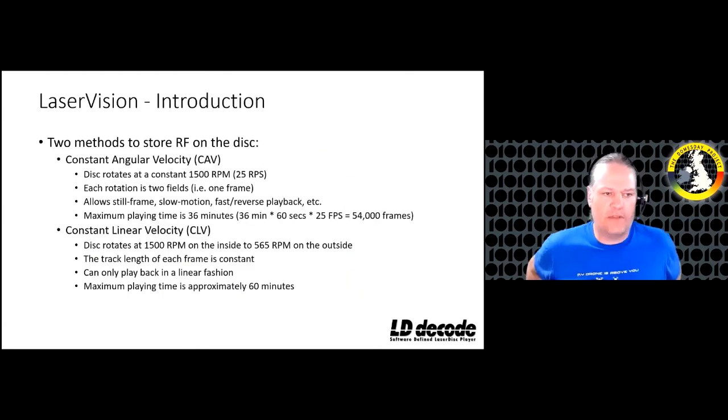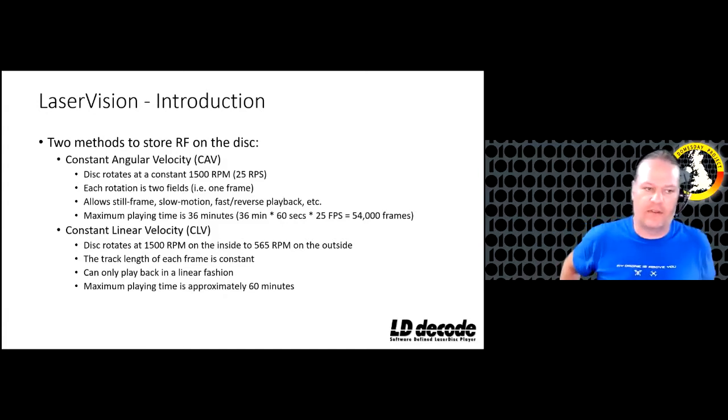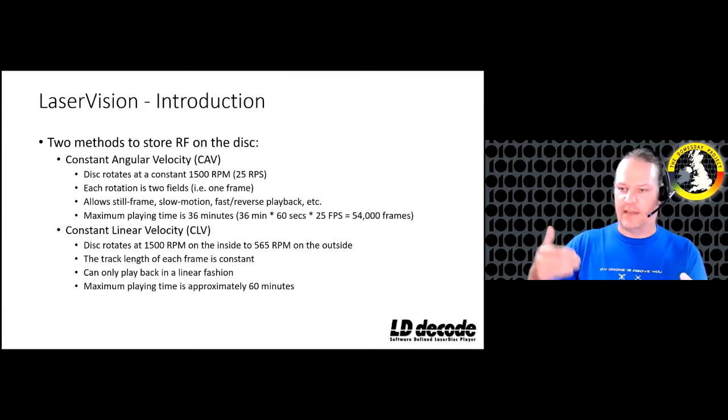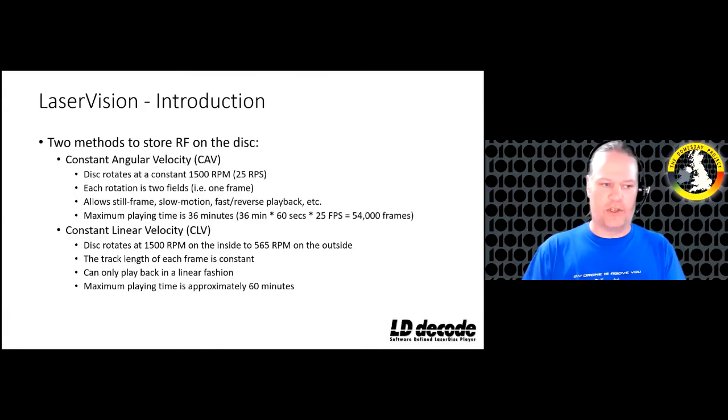There's also 2 different methods to store RF on the disk. The first one is called constant angular velocity, CAV. This is where you rotate the disk at a constant speed. So if you think about this, it's a bit like floppy disks. You have a lot more disk on the outside than you have on the inside. So it's less efficient from a compactness of storage point of view to do it at CAV.